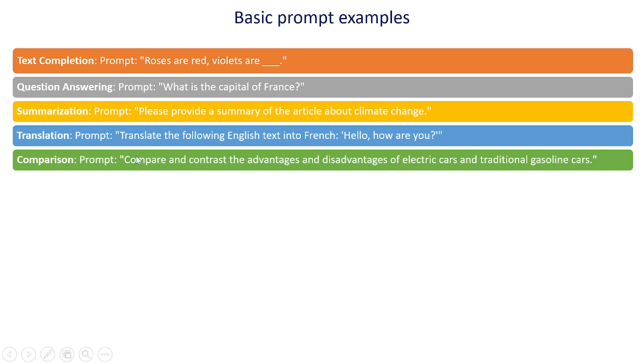Then we'll discuss the comparison prompts. If you want to compare two different objects, you have to provide the prompt like this: compare and contrast the advantages and disadvantages of electric cars and traditional gasoline cars. Okay, you have to provide it this way.